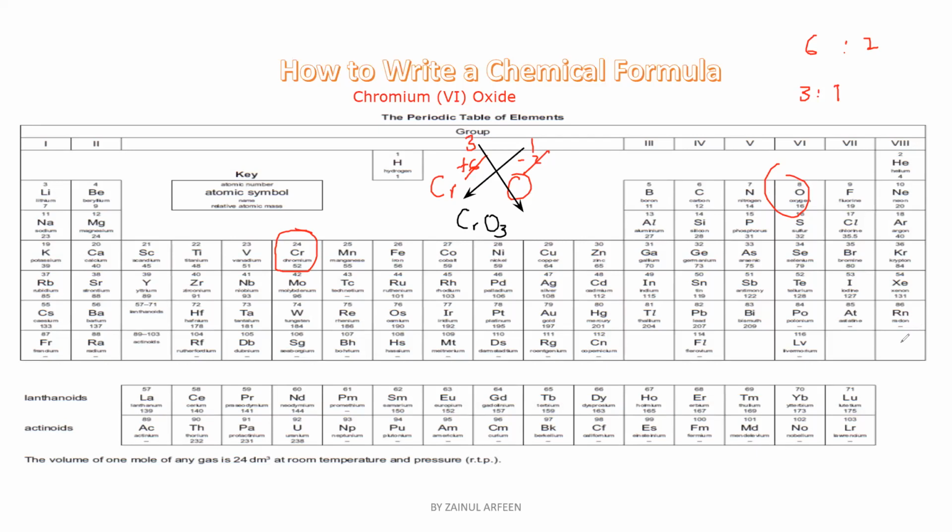Is it clear to everyone? The formula of chromium 3 oxide. So chromium 6 oxide basically, not 3. It will be CrO3, but the name is chromium 6 oxide.